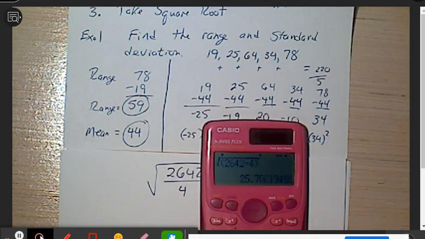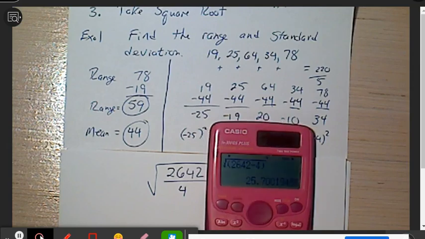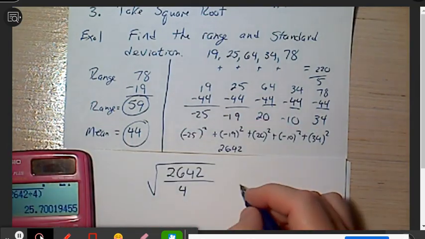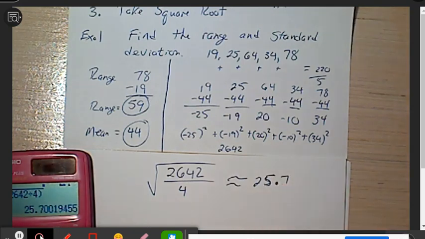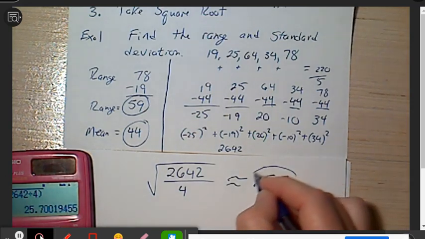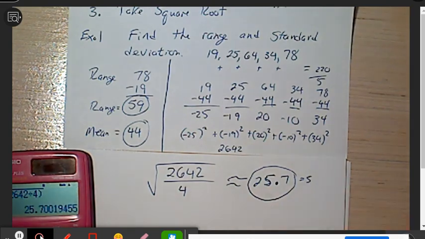All right, hit equals, and that comes out to be 25.7. Depending on what they ask you to round it to, they may ask you to go to 1 or 2 or 3 decimal places or whatever that may be. Okay, and for standard deviation, they say that's just equal to S. Usually it's like a little script S of some kind.